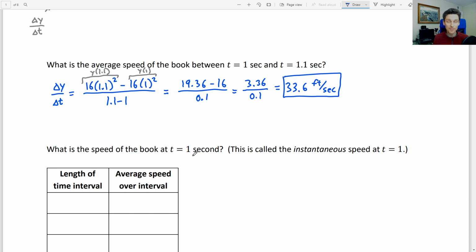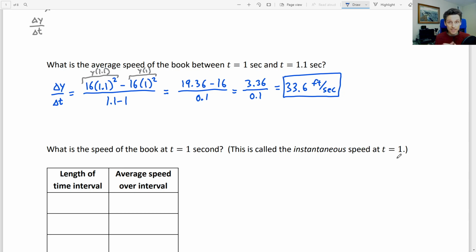I mean, it's got to be something. It's got to be going some speed at that particular point in time. And this would be what's called an instantaneous speed at t equals 1. It's like the difference between when you're driving a car and you're looking at the speedometer and it's telling you exactly how fast you're going at that moment. So let's say you're going 65 miles per hour, exactly the speed limit.